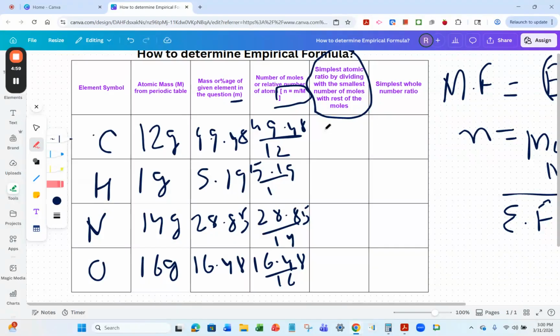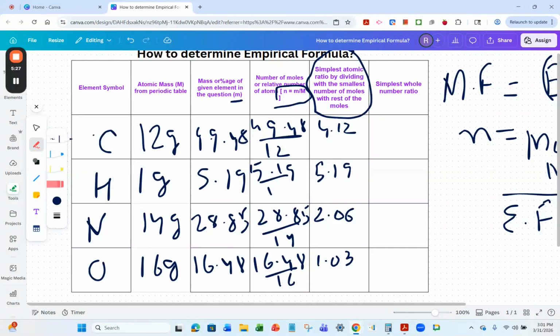So for my carbon, my number of moles is 4.12. For hydrogen, anything divided by 1 is the same number. For nitrogen, it's 2.06. For oxygen, this is 1.03. To save time, I already did my calculation.